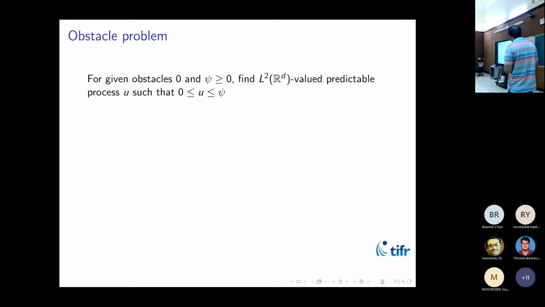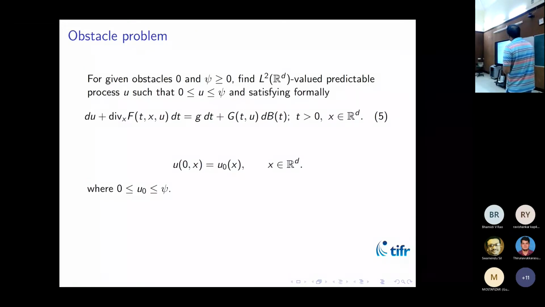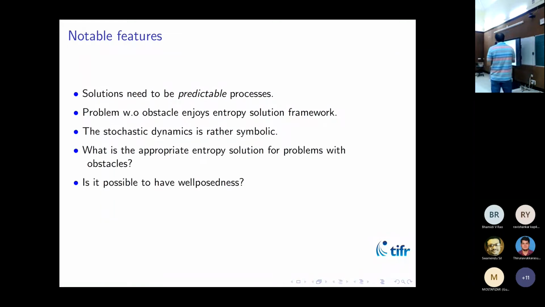So what happens is the following. Here, what I mean is that the problem without obstacle enjoys the entropy solution framework. And this entropy solution framework, at least for the multiplicative noise case of the stochastic problem, was developed by David Nualart and Jin Feng. And then there were many parallel approaches, and a couple of works of our own and so on. Nonetheless, this is not so old. This entropy formulation for stochastic conservation laws started around 2007-8.